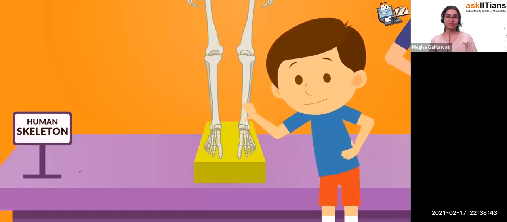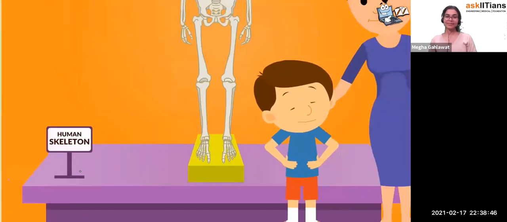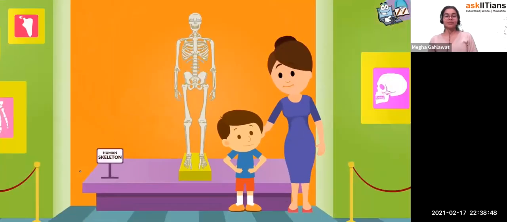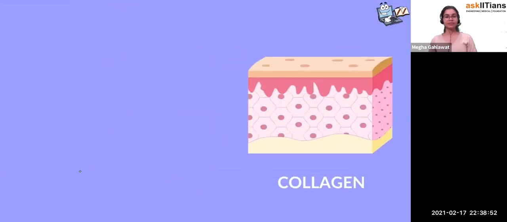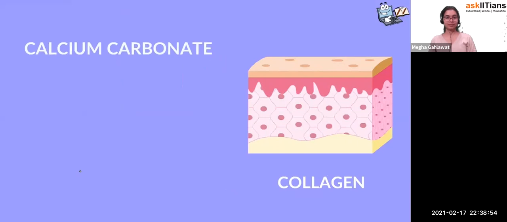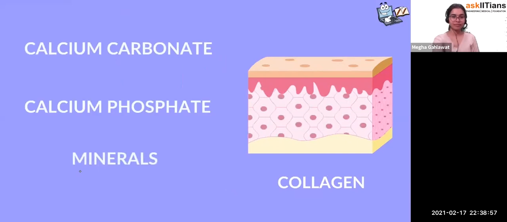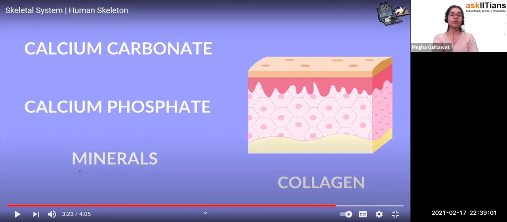It's hard, right? Human bone is made of collagen mostly. It is a protein that is woven into a flexible framework. It also contains calcium carbonate, calcium phosphate, and minerals that add strength and harden the frame. Remember when I was telling you about the bones, which are made up of the bone cells and the calcium and phosphate? This is what I was talking about.